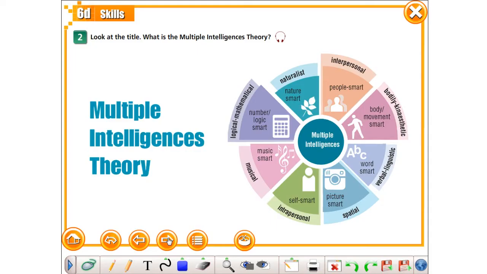Exercise 2. Look at the title. What is the multiple intelligences theory? According to the multiple intelligences theory, there are 8 types of intelligence. They are logical-mathematical, connecting to number logic; naturalist, connecting to nature; interpersonal, connection with other people; bodily-kinesthetic, connection with the body; verbal-linguistic, connection with the word; spatial, connection with the picture; intrapersonal, connection with the self; and musical, connection with music.